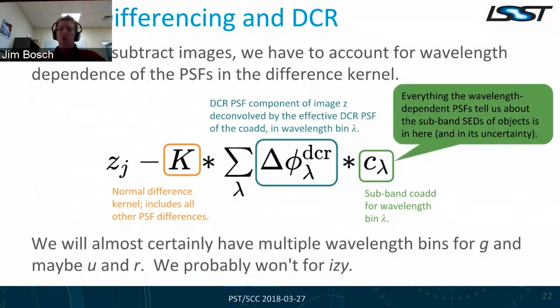But it's worth pointing out, for those of you who are interested in what the wavelength-dependent PSF tells us about the subband SEDs, all that information is in these subband template coadds and the differences between them, which we also have to record. And of course, these are coadds that we're going to have to retain after the processing and data release is done, because we're going to use them for alert production for the next season. So these coadds will be available, and you would have to do some image processing on them to learn stuff from them. But I think all the information the wavelength-dependent PSFs tell us is in those coadds.